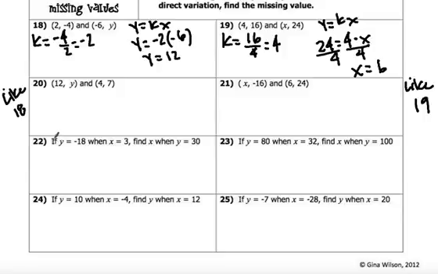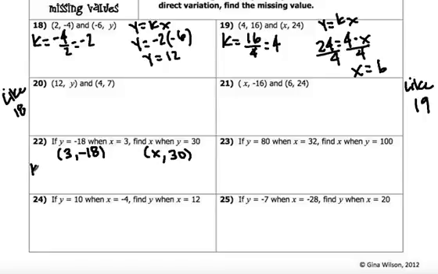So, in 22 it says, if y equals negative 18 when x equals 3, find x when y equals 30. What I can do is take the information that they give me and write it like I had in my examples in 18 through 21. I could take y equals negative 18 and x equals 3 and turn it into 3, negative 18. And over here, I don't know what x is, but I do know that y is 30. So now I have a problem that is so similar to 18 and 19.